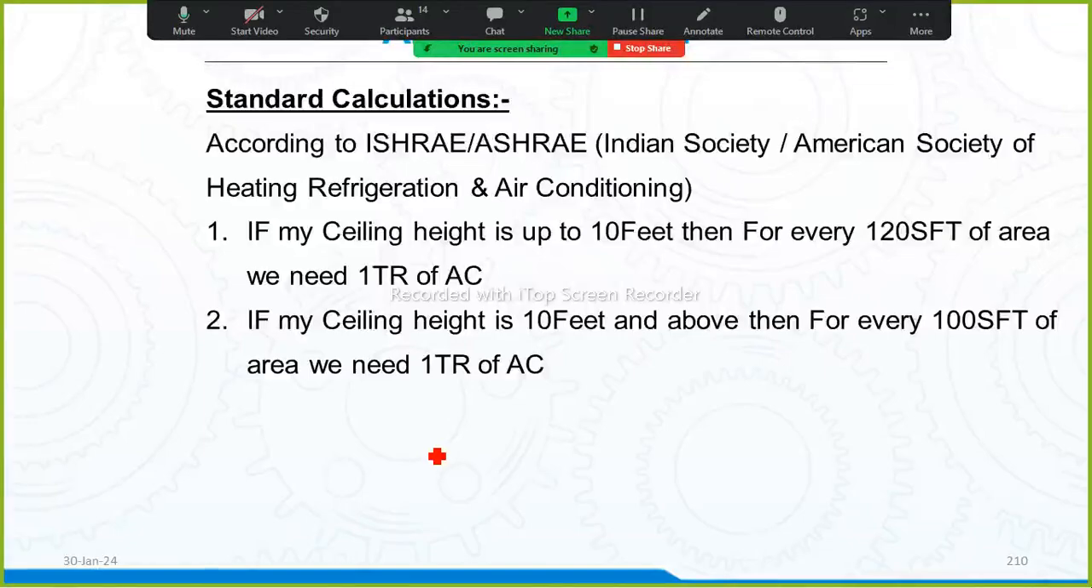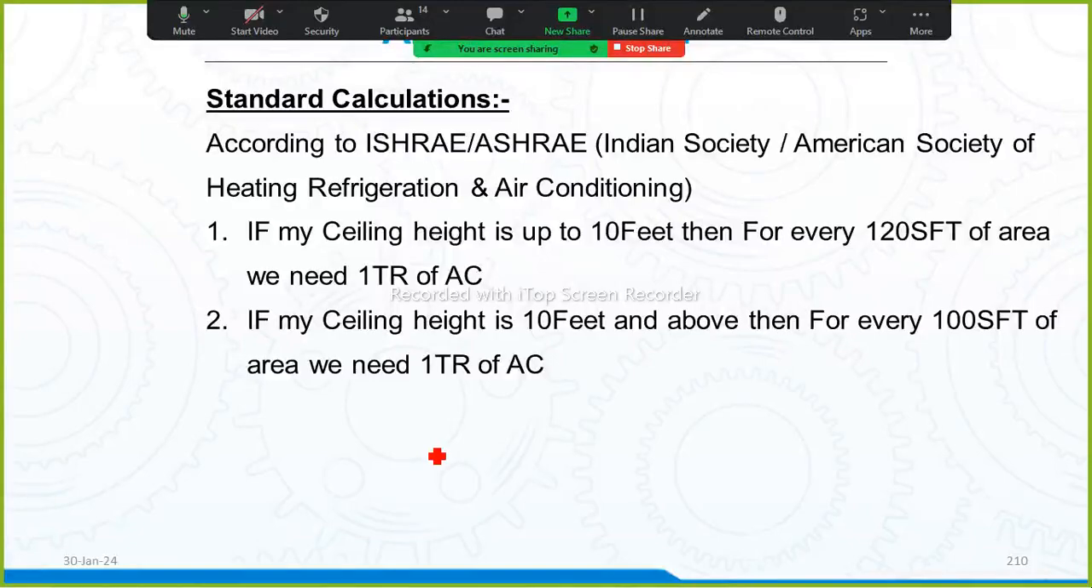According to ISHRAE and ASHRAE, if your ceiling height is up to 10 feet, then for every 120 square feet of area, we require 1 ton of AC. If your ceiling height is 10 feet and above, then for every 100 square feet of area, we require 1 ton of AC.